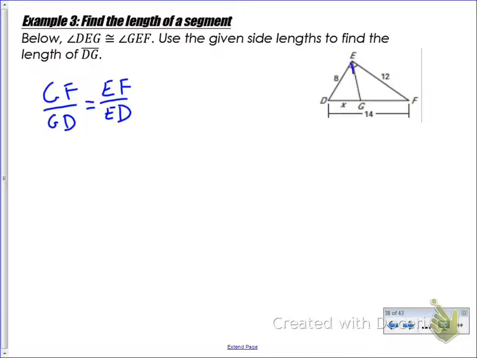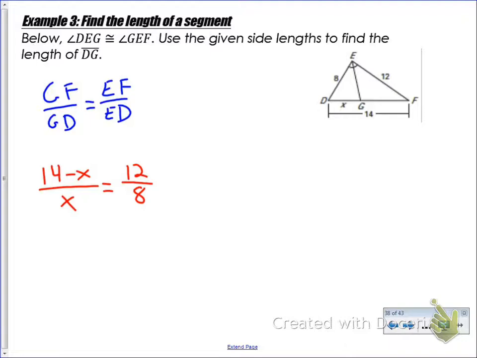So this is my ray that's doing the bisecting, okay? So it's going to be GF over GD, that's my first ratio, is going to equal EF over ED. That's going to be my second ratio. So let's go ahead and substitute numbers in here. So GF, now we don't know what GF is, okay, but I know that DF is 14 and DG is X, so that means that GF is going to be 14 minus X. So we'll say 14 minus X is going to be the length of GF. Now GD is given to us as X, so there's my first ratio. Second ratio is going to be EF, which is 12, over ED, which is 8.